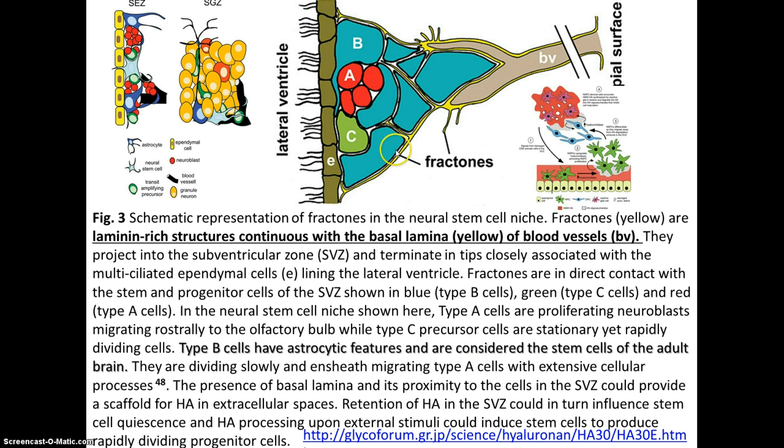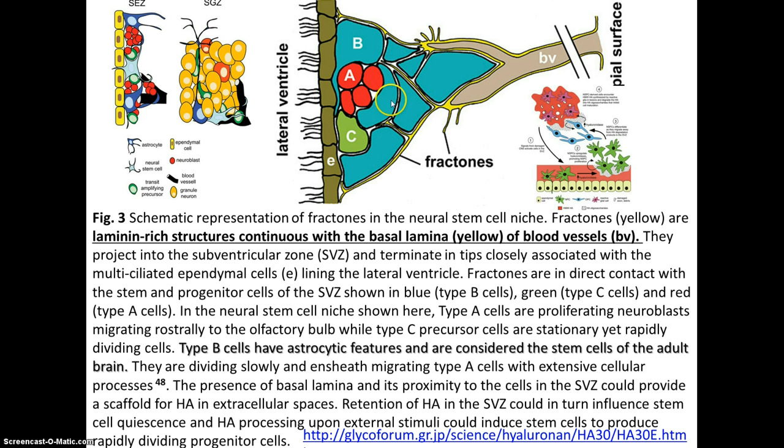And we start asking, well, what's the extracellular matrix in this area? These fractones, shown in the yellow, are laminin-rich structures continuous with the basal lamina of the blood vessels. So we've talked about blood vessels coming from the pial surface, getting all the way in to the ventricle, a long route, but that's how they get there. And how are these cells triggered and recruited to migrate away?